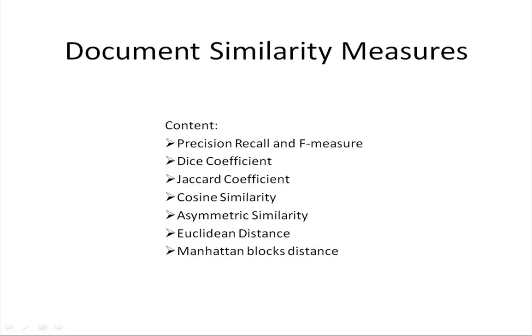In this lecture, we will go through different document similarity measures like precision, recall and F measure, dice coefficient, Jaccard coefficient, cosine similarity, asymmetric similarity, Euclidean distance, and Manhattan block distance. These are the general matching based similarity. This is also matching based similarity, but of different nature, and these are the distance based similarity measures.